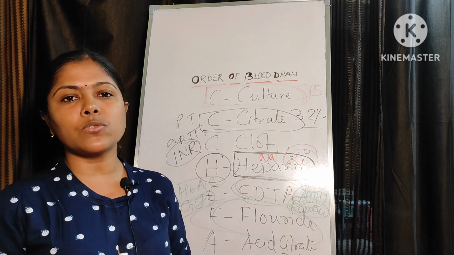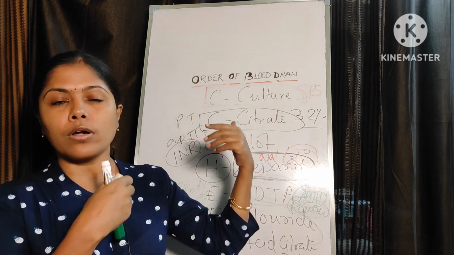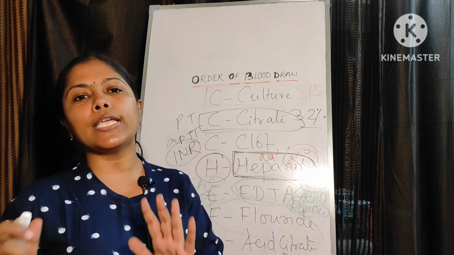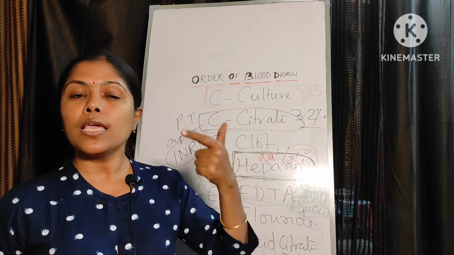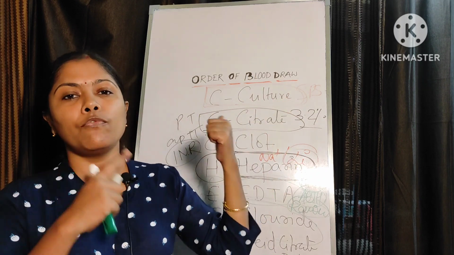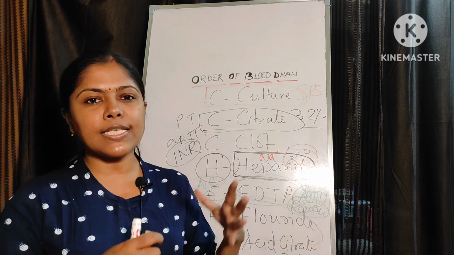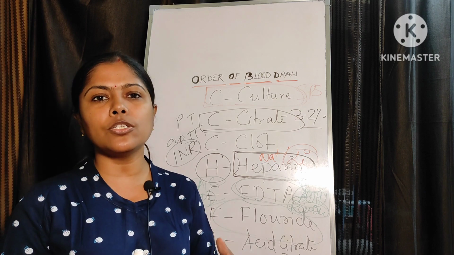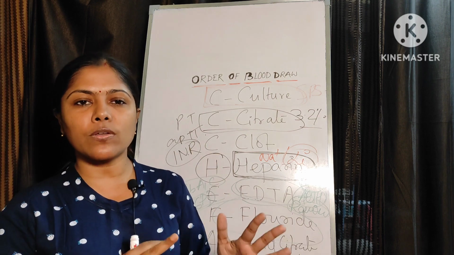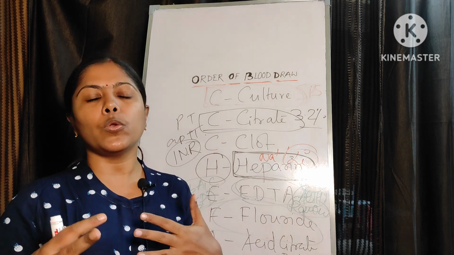So for a simple purpose, whenever you are asked about the order of blood draw, you should remember this: 3C HEFA. First C, culture, then citrate, then clot, then we have heparin, EDTA, fluoride and acid citrate dextrose. This was a simple video on the basics of phlebotomy, useful in internship or in first year PG days when you have to collect the blood. Remember this, because if you don't follow this order, you may cross contaminate and get bizarre looking results.